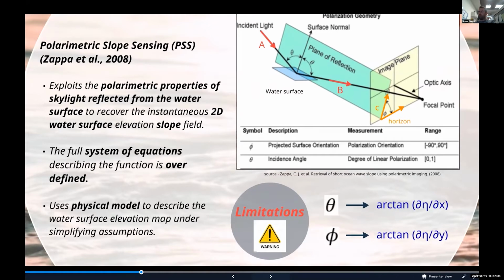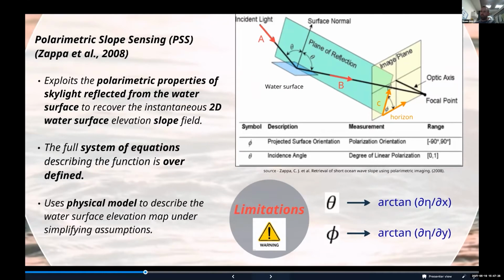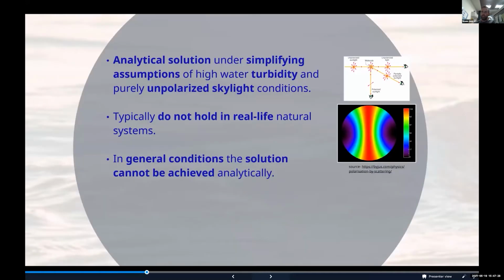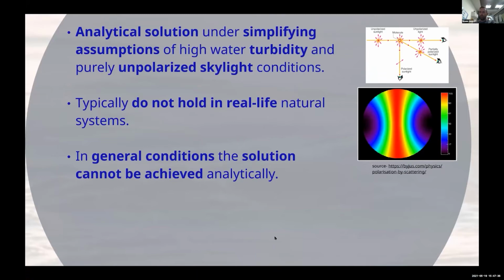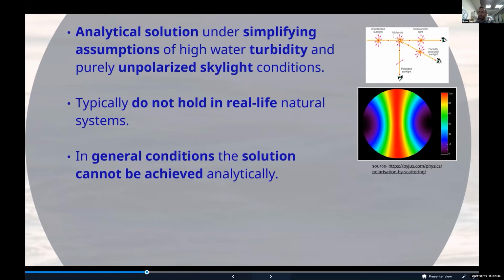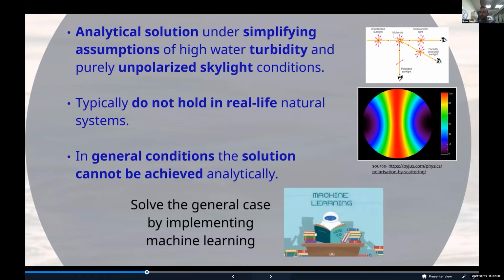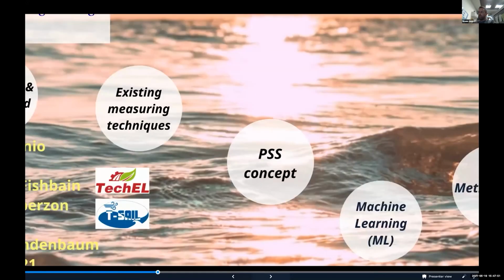Now let's talk about the limitations of Zappa's method. The analytical solution under the simplifying assumptions of high water turbidity and purely unpolarized skylight does not hold in real life, and therefore in general conditions, the solution cannot be achieved analytically. And therefore, in our research, we aim to solve the general case by implementing machine learning.